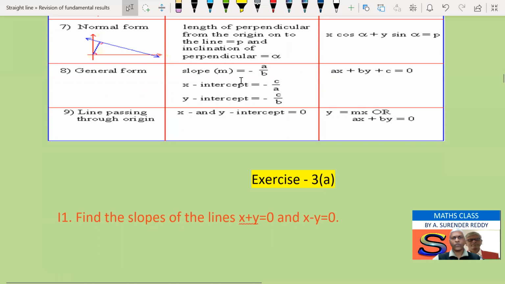Its slope is minus a by b, that is, minus coefficient of x by coefficient of y will give you the slope in the general form. And x intercept is minus c by a, y intercept is minus c by b.